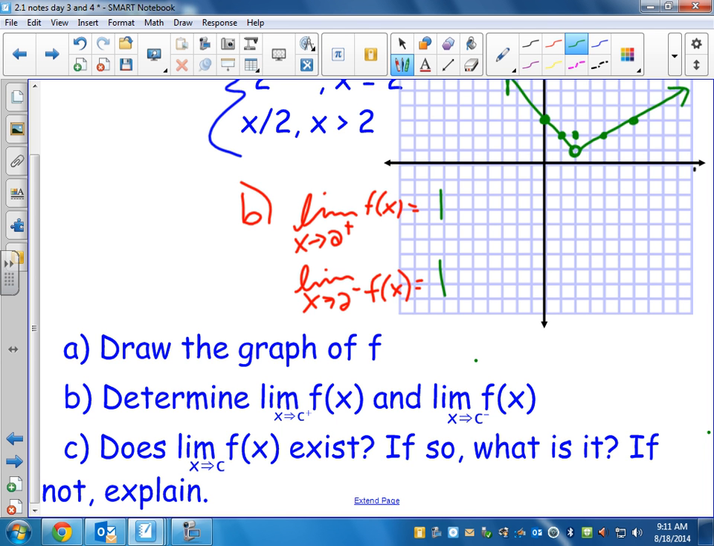So does this limit exist? The answer is yes. If so, what is it? 1. And it says if not, explain. You could explain even if it was, but it doesn't say you have to. But if not, you need to say the left-hand limit doesn't equal the right-hand limit. And that would be your explanation, because that's how you prove a limit does not exist.